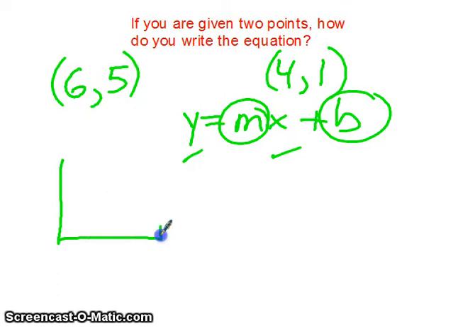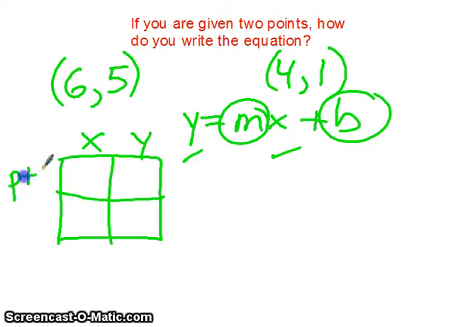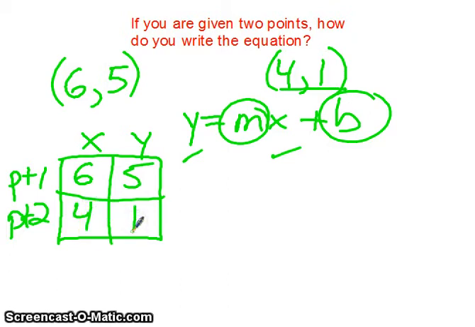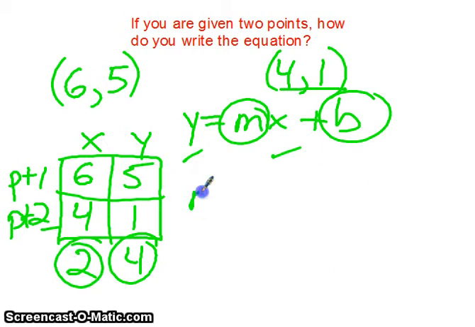Let's go back to our simple box. We're going to have x point, y point. We're going to have point 1 and point 2. And we're just going to label. So we're going to go 6, 5. And then we're going to take this point, 4, 1. We know when we have the box, we just subtract 6 minus 4, that equals 2. 5 minus 1, that equals 4. So our slope is our change in y over change in x. So m equals 4 over 2, and if we reduce that, our slope is just 2.